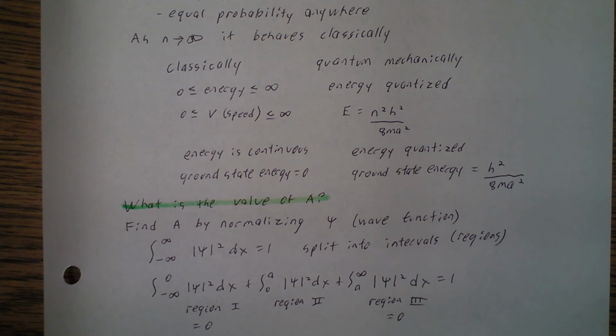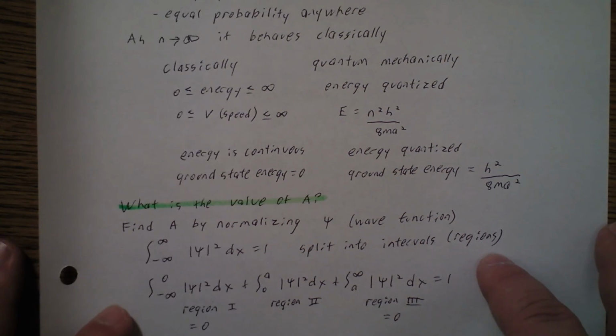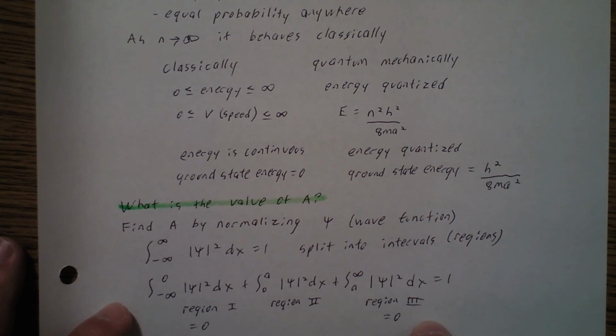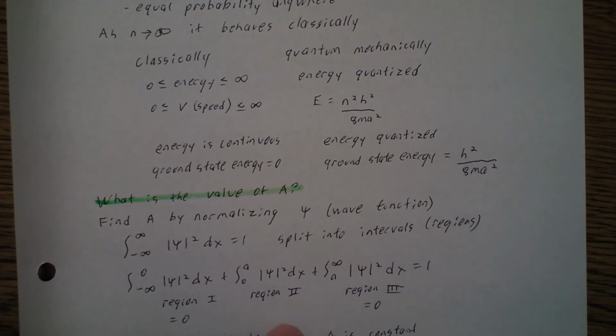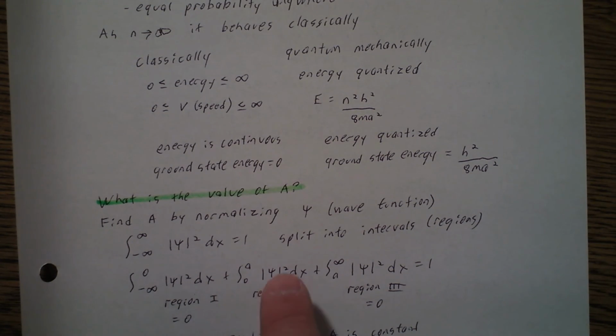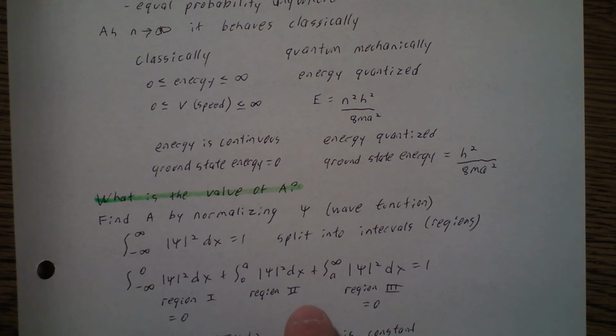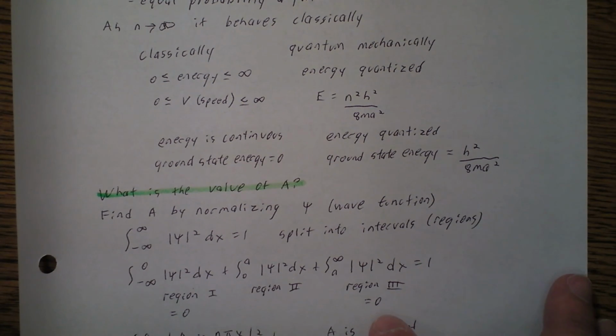It means certain, right? So we're going to split this into the intervals, regions. So we have region 1, 2, and 3, same diagram as before. So we have the integral from minus infinity to 0 of psi squared with respect to x. That's region 1. That's equal to 0 because we can't find the particle out there. And then in region 2, we have the integral from 0 to a of psi squared with respect to x. And then we're going to have the integral from a to infinity of psi squared with respect to x. That's region 3, and that's also equal to 0 because you can't find the particle on the outside of the box. All of that's equal to 1 though.